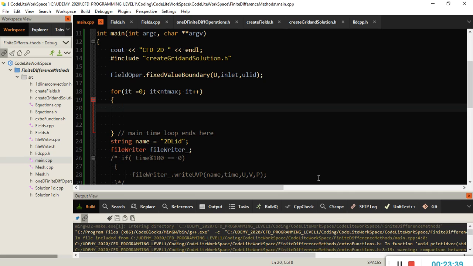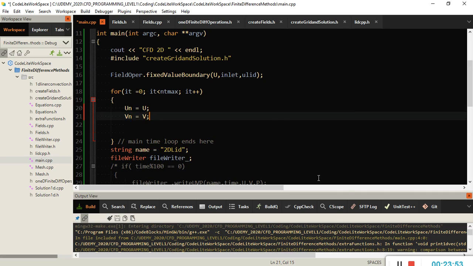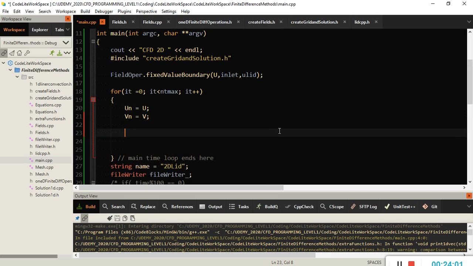The first thing that we need to do is to pass the old velocities to the new velocities, so un is equal to u and vn is equal to v. And next we have a pressure Poisson calculation loop, inner iterations. So let's write a comment here, inner iterations begins here.